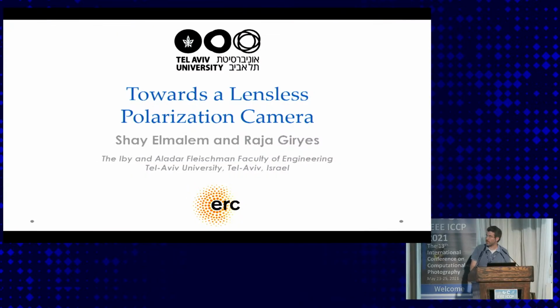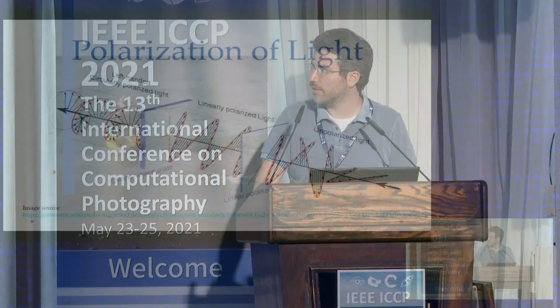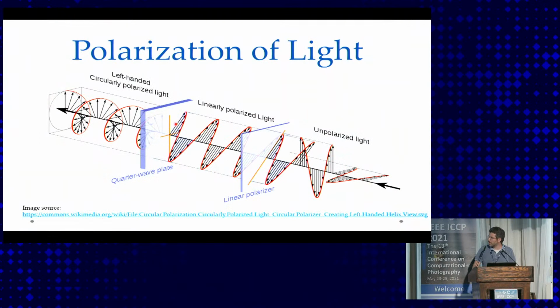Okay, good afternoon. Thanks for the introduction, and I'll present our work on the way towards a lensless polarization camera. Polarization is a property of light, or electromagnetic waves in general, which is defined by the angle and phase between the components of the electric field. As you can see here, if we have two components without any phase difference at a specific angle, we have linearly polarized light at this angle. And if we have some phase difference, we can get circularly polarized or elliptically polarized light.